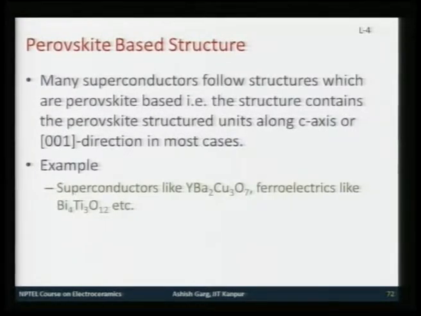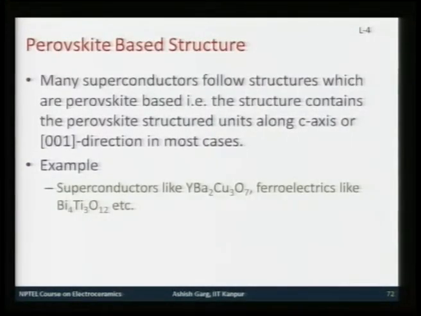So, they are not exactly perovskites, but the structure looks as if perovskite units are stacked on top of each other, and this happens typically along the C axis, or there is a twinning of perovskite structure with some other structure such as sodium chloride. Mostly these structures are shown by materials like superconductors such as YBCO or ferroelectrics like bismuth titanate. We will look at only some of the examples, and the rest, if you want to study them, you can go through in the books.